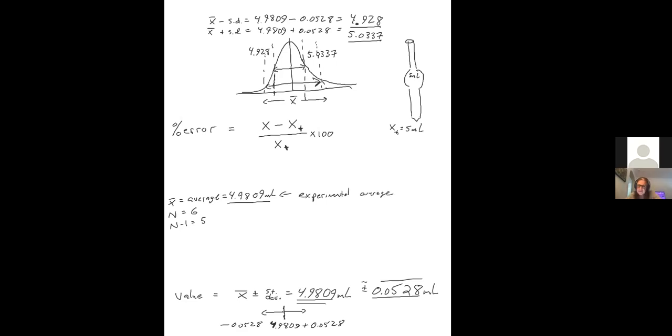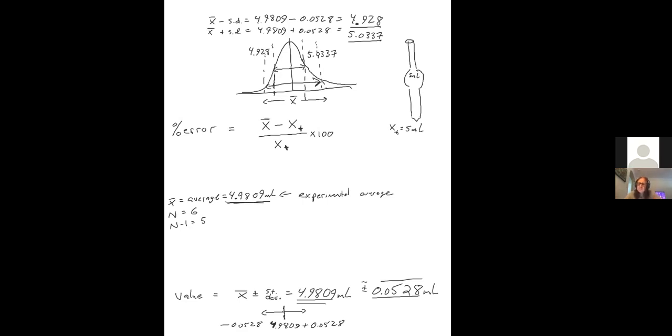And ideally, if it's a 5-milliliter pipette, we should get 5 milliliters experimentally. And we almost did, right? It's really close to 5 here, 4.98. That's very close to 5. So we'll probably get a pretty small percentage error here. So here's how we would do it. For the experimental, we're going to use our average value that we just did there.